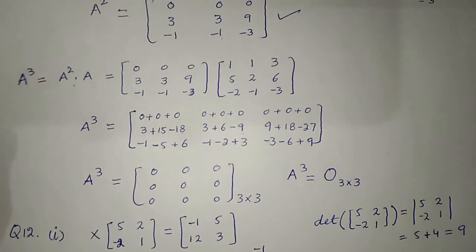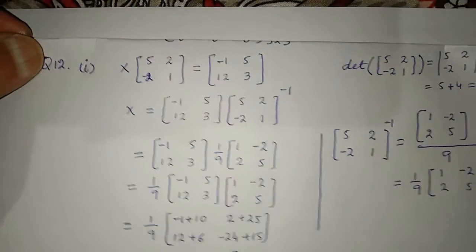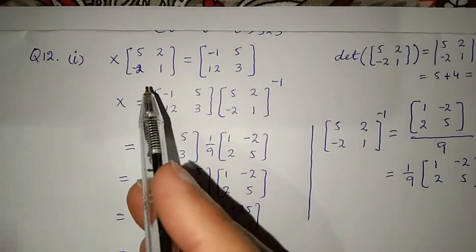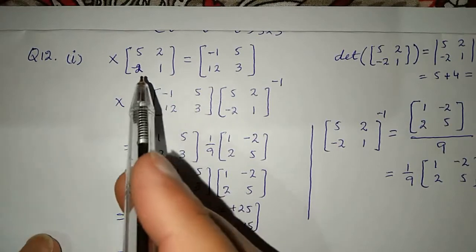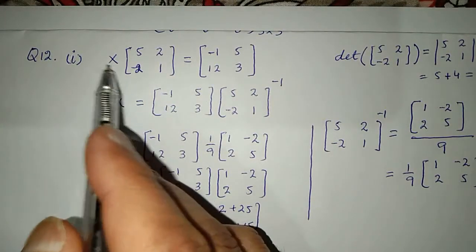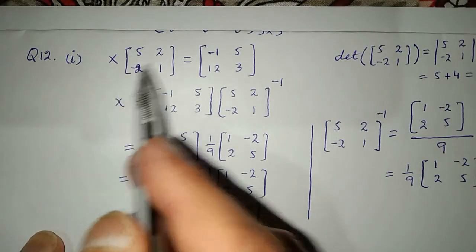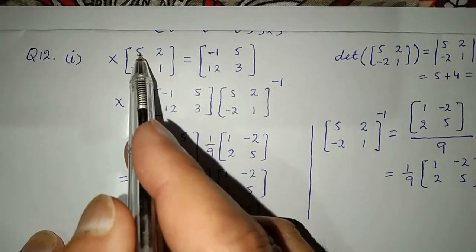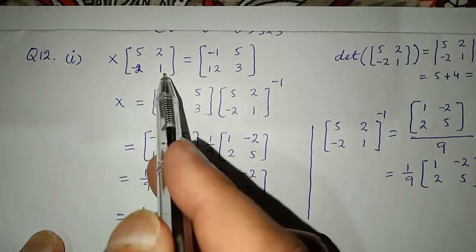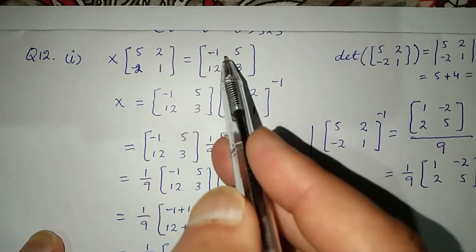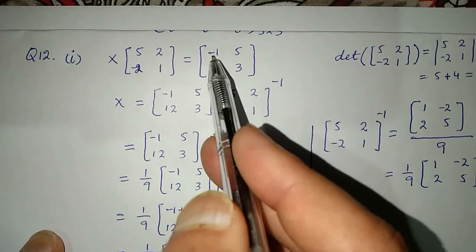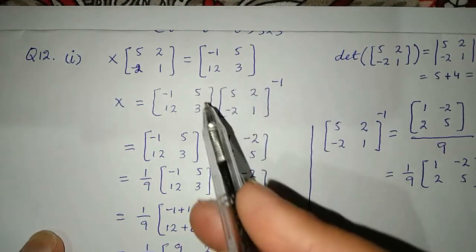Now question number 12, part A. First part of question number 12. X multiplied by a matrix of order 2 by 2, [5, 2], [-2, 1], is equal to the matrix [-1, 5], [12, 3].